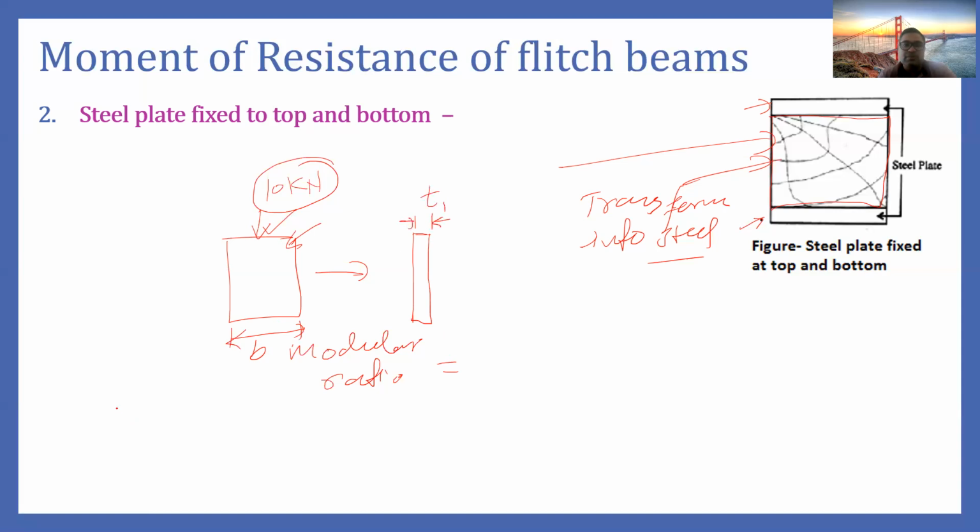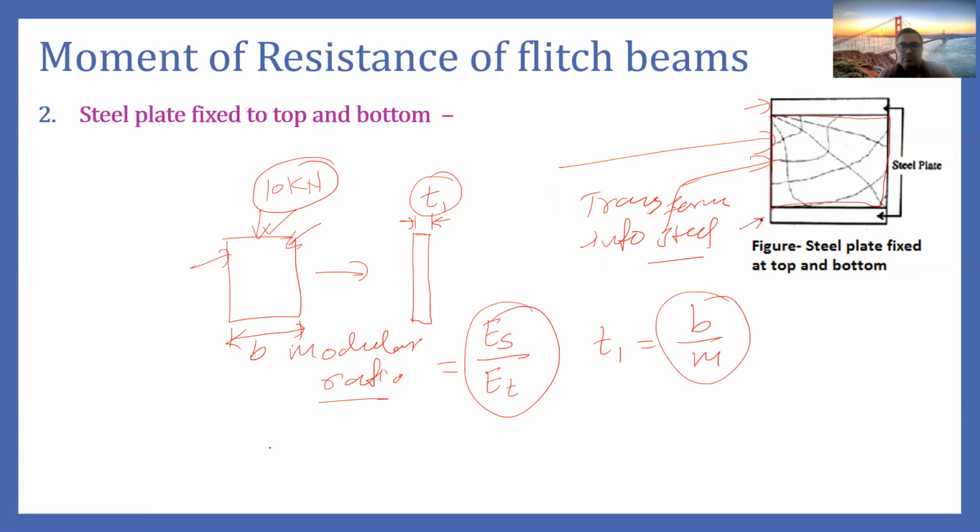What will be the thickness of this plate so that it can replace this timber section? So this thickness is dependent on the modular ratio, and modular ratio is basically the ratio of Young's modulus of elasticity of steel to Young's modulus of elasticity of timber. So therefore, we can easily calculate this as T1 is equal to B by M. As you see, T1 is basically the fraction of B. So that is why I have divided this value by M.